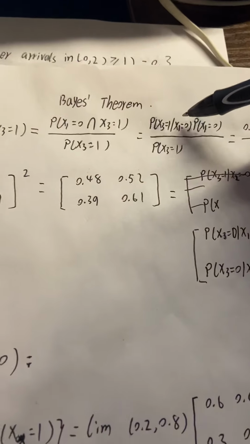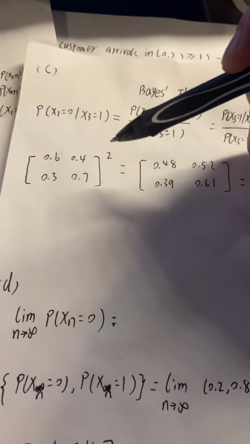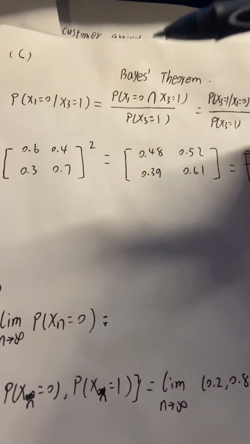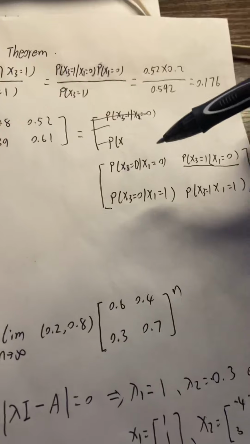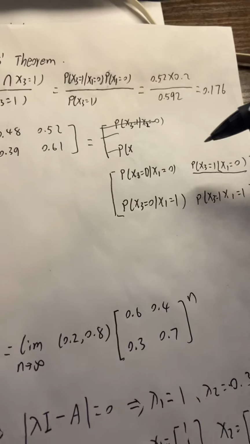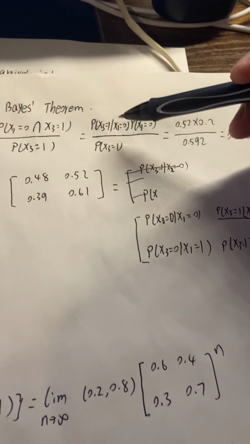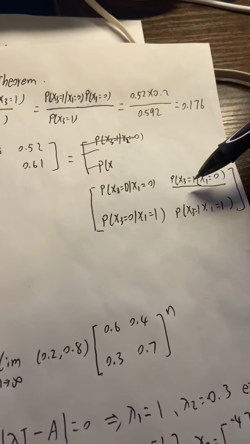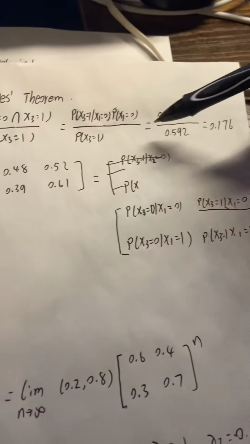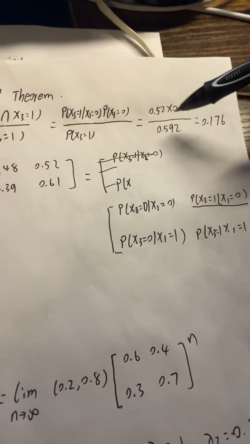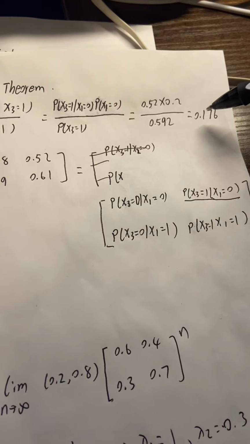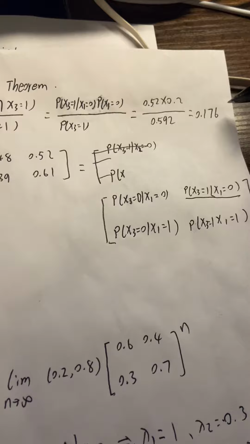For the remaining term, we notice that if we take the square of the conditional probability matrix, we will get the conditional probability of x3. So we can find this probability here, and it equals 0.52. So we get all the values we computed, and the final result is 0.176.